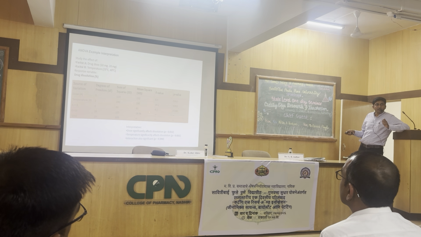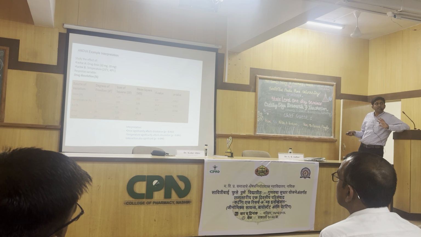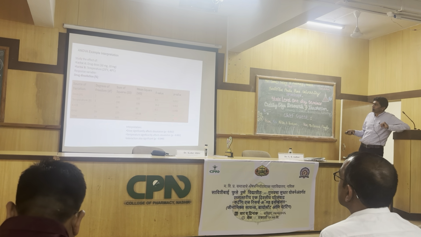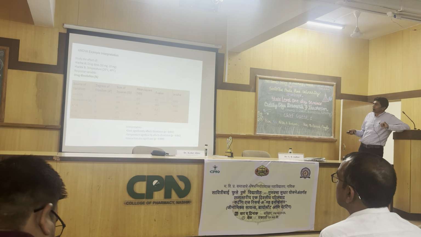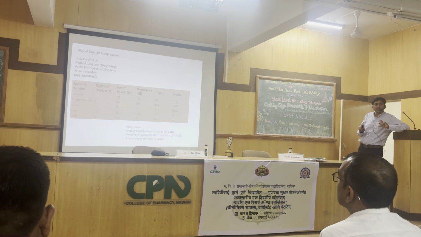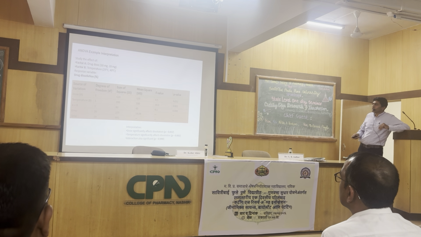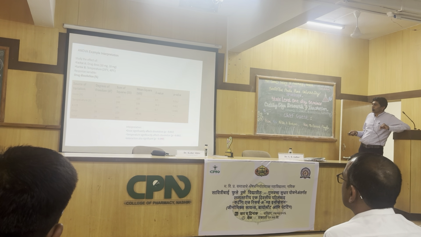The interaction is marginal, it is slightly less than 0.05, but in statistics, if it is 0.05 or less than that, we consider it a significant difference, and that's why there is an interaction also. That means dose and temperature individually have effects, and an interactive effect is also present. Such interpretation can be drawn by using the ANOVA statistical method. So dose significantly affects the dissolution, temperature significantly affects the drug dissolution, and the interaction also is significant.